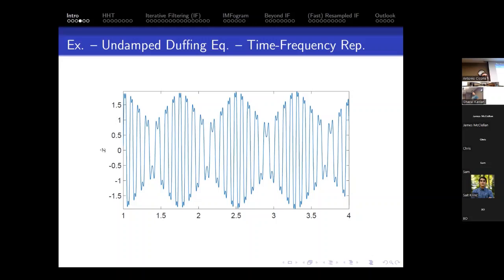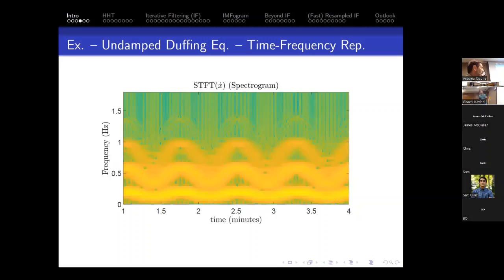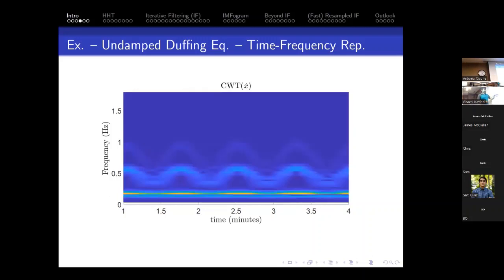Let's try to apply standard classical techniques like the short-time Fourier transform. If we apply the spectrogram, that's the kind of plot we get. Here you see that we have a low frequency, a middle frequency, a high frequency, and possibly even a higher frequency, which is a little bit counterintuitive because we expect two components, right? We can try the continuous wavelet transform, and the answer we get is pretty similar. We still have these three components, and the fourth one is no longer even visible.